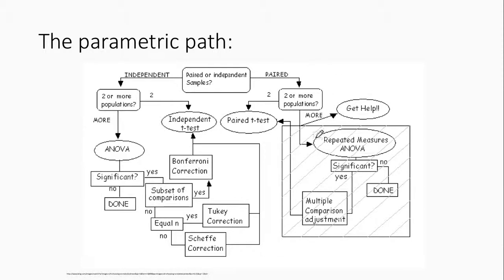And if you have 2 or more populations, it gets very complicated. This is where in some cases you may do what's called repeated measures analysis of variance, maybe where you're looking at differences over time within the same group of individuals, or even sometimes between two or more groups.